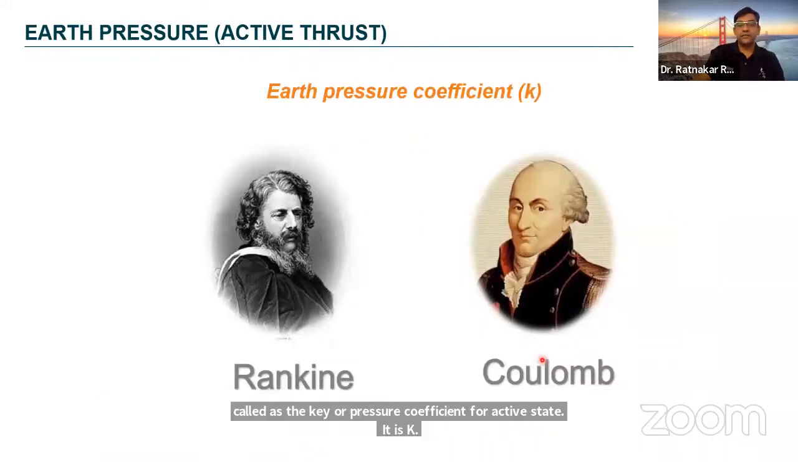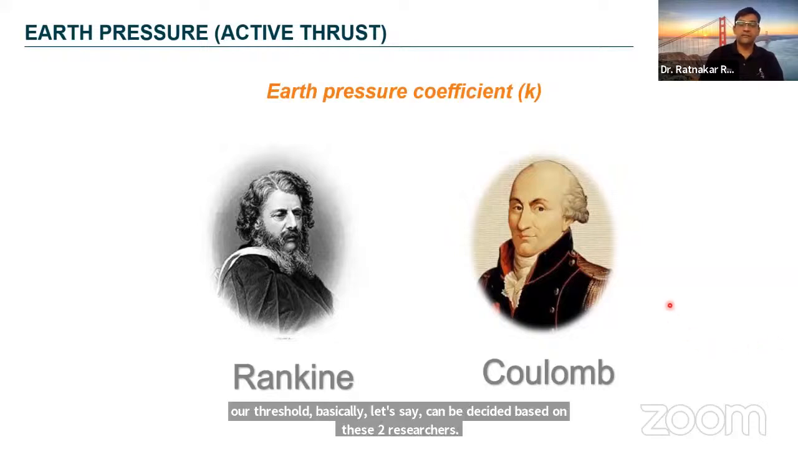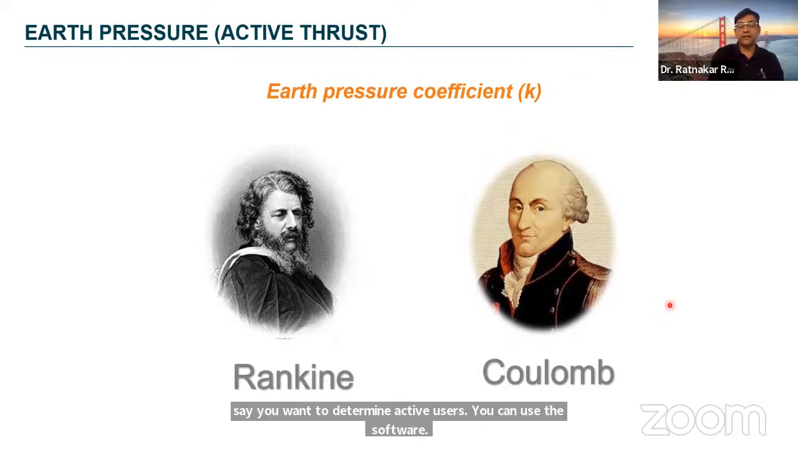Now the earth pressure coefficient can be decided based on these two researchers. The Rankine method is very simple and can be done without any software and sometimes without a calculator, and that's why it is so important and why it's taught at university. Let's say you want to determine passive thrust or active thrust, you can use the software GawaQueen to calculate the passive thrust by Rankine's method.